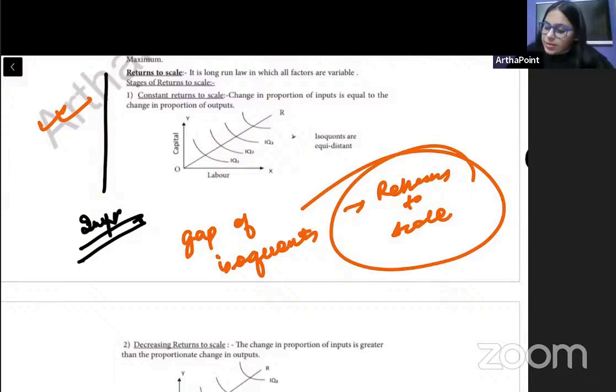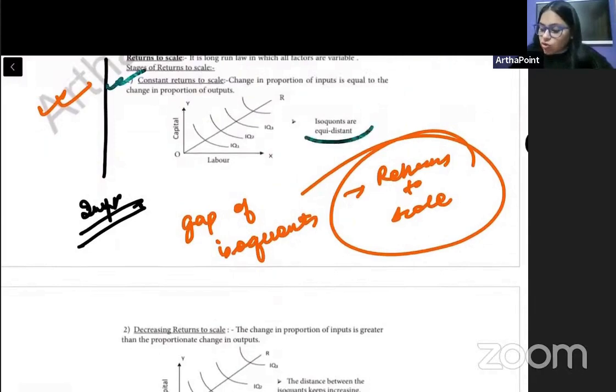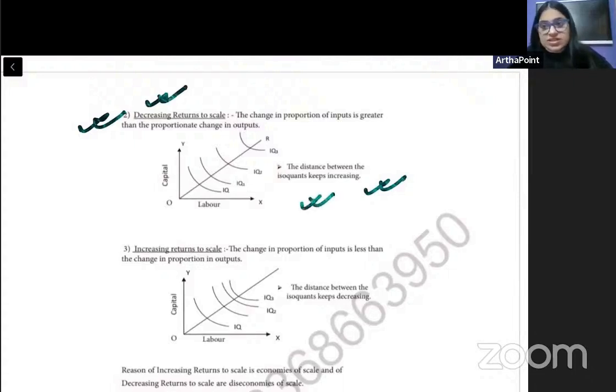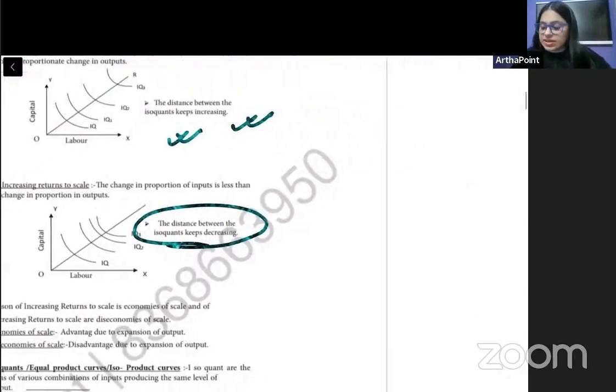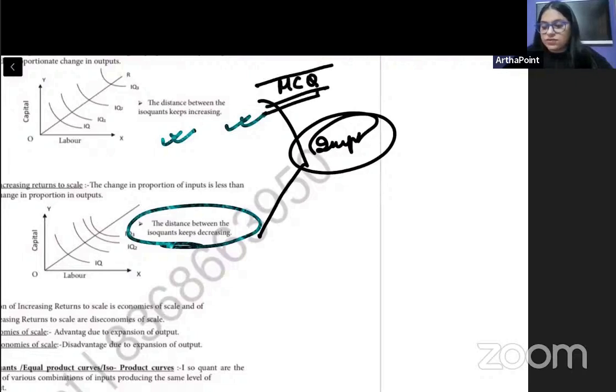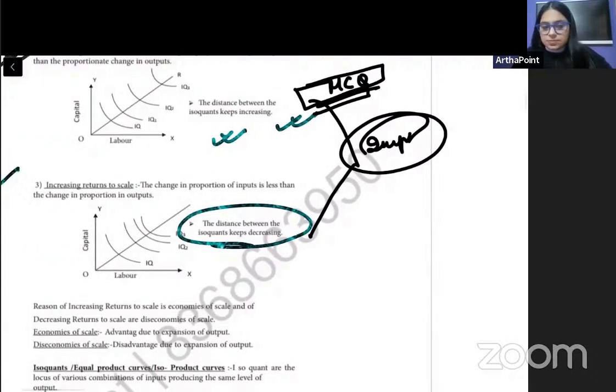So this is important: if it is a constant returns to scale function, your isoquants are equidistant. Please mark this important in your sheets. If it is decreasing returns to scale, the isoquant distance increases. Increasing returns to scale, isoquant distance decreases. Please take out a printout of this sheet and write down important here, beta. This is very important. I can tell you 150% that in one of the entrance exams, this MCQ will be asked.